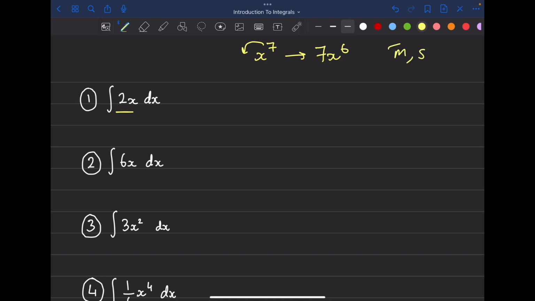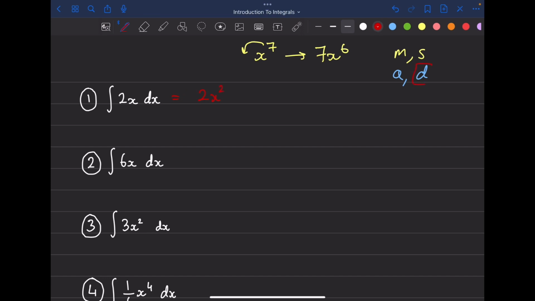For an integral, you flip these and you do the exact opposite. So what you do first is you add instead of subtract. So for integrals, you would add first, and then instead of multiply, you would divide. Add, divide. So let's try that. First, you have 2x. First, you want to add to the exponent. So instead of x to the power of 1, add 1 to the exponent. So you'd have x to the power of 2.